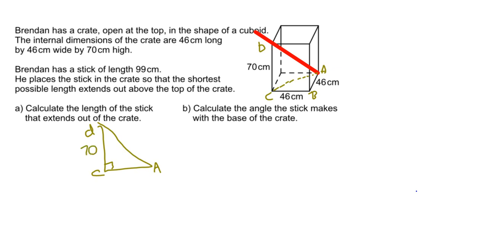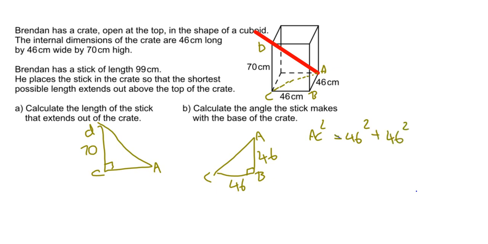Okay. So how do I find A to C? Well, again, I can use Pythagoras again because here is my rather wonky drawing triangle. That's 46 and that is 46 because that's C to B to A. So what can I do? I can say that AC squared is going to be 46 squared plus 46 squared because that's my Pythagoras. Put in my calculator, 46 squared times 2. That's 4232.